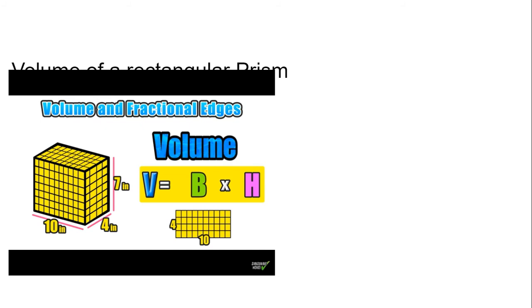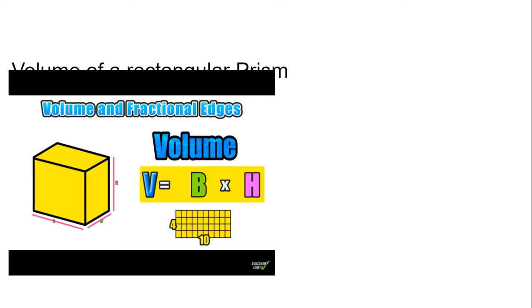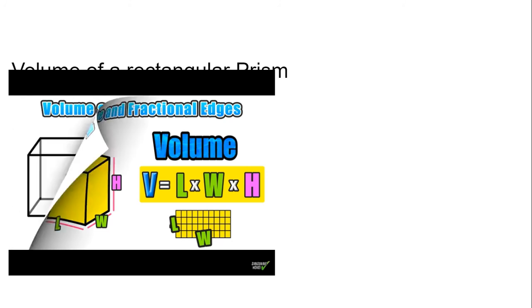And thinking about volume in this way should help us to better understand the more familiar formula for finding the volume of a rectangular prism, which is length times width times height. So in this case, that letter B, that base, represents the length times the width. So now moving forward, understand that you can use either formula for determining the volume of a rectangular prism.